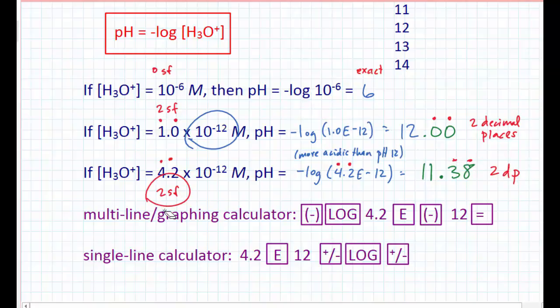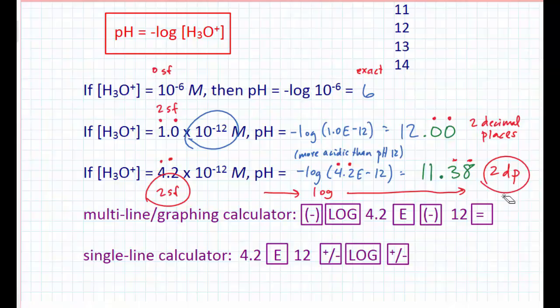Two sig figs. We take the log. It becomes two decimal places. Okay? So anytime you're given a concentration of ions and you need to do a p-value, the p function is taking the negative log of that value.